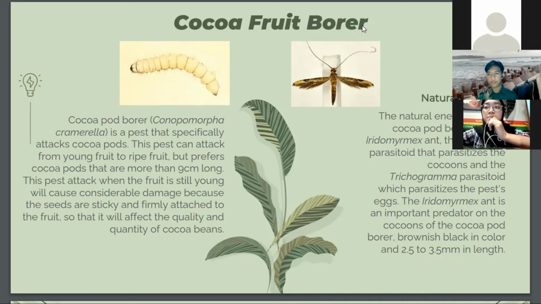And the natural enemies of this cocoa pod borer are the Iridomyrmex and the Goryphus parasitoid that parasitizes the cocoons, and the Trichogramma parasitoid which parasitizes the pest eggs. The Iridomyrmex is an important predator of the cocoa pod borer cocoons, brownish black in color and 2.5 to 3.5 millimeters in length.